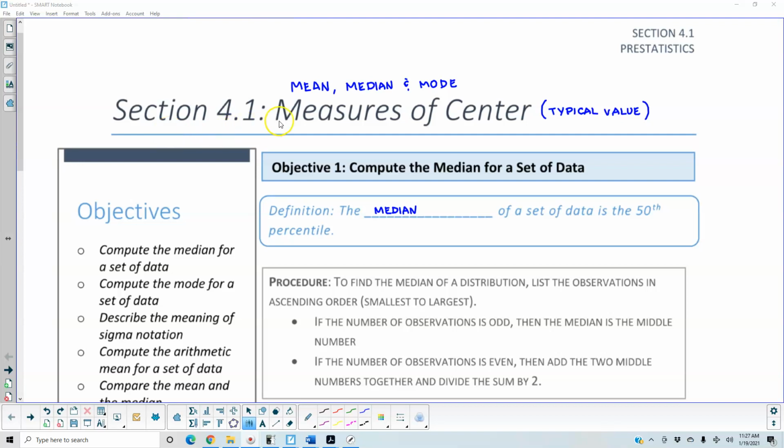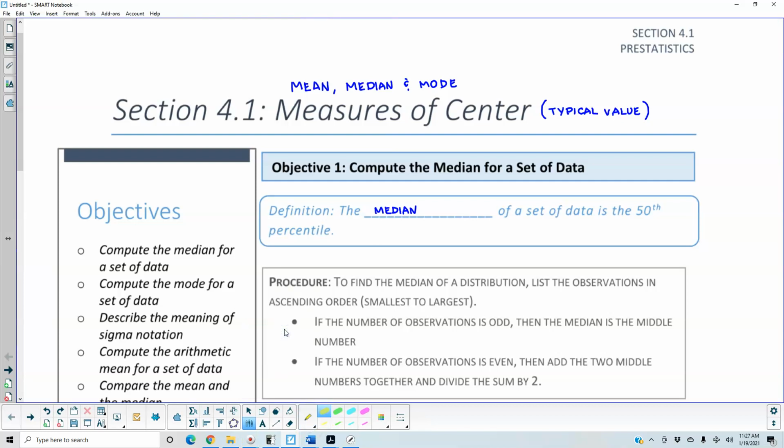In section 4.1, we're discussing the measures of center, and there's three ways of talking about the measures of center. We can find the mean, the median, and the mode, and it's a typical value. Now, for objective number 1, we're going to compute the median for a set of data. The definition: the median of a set of data is the 50th percentile.